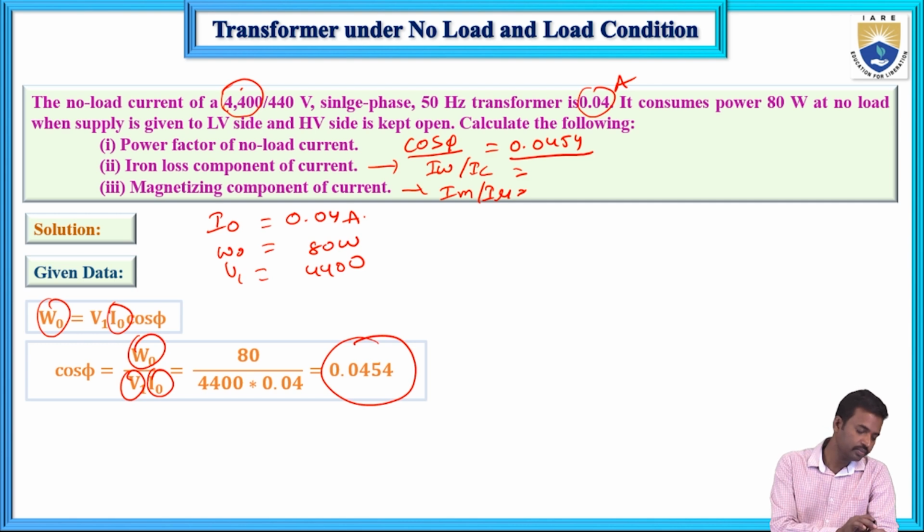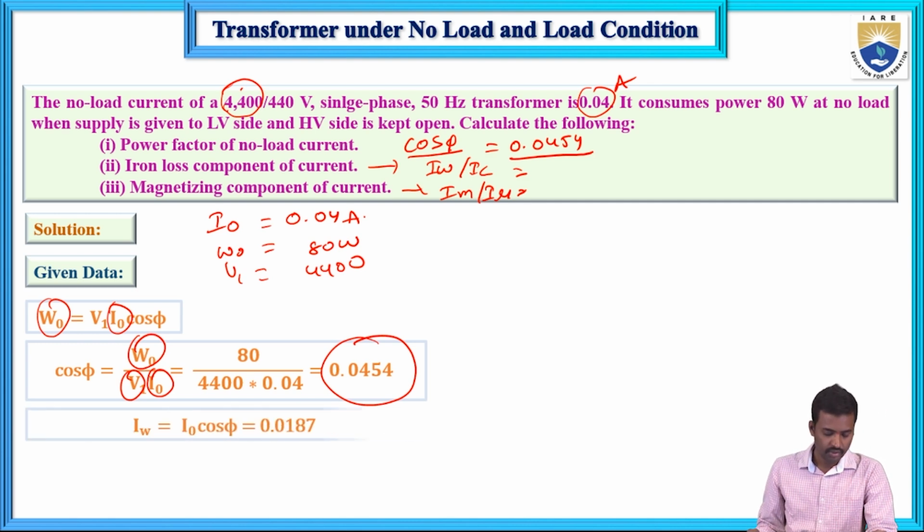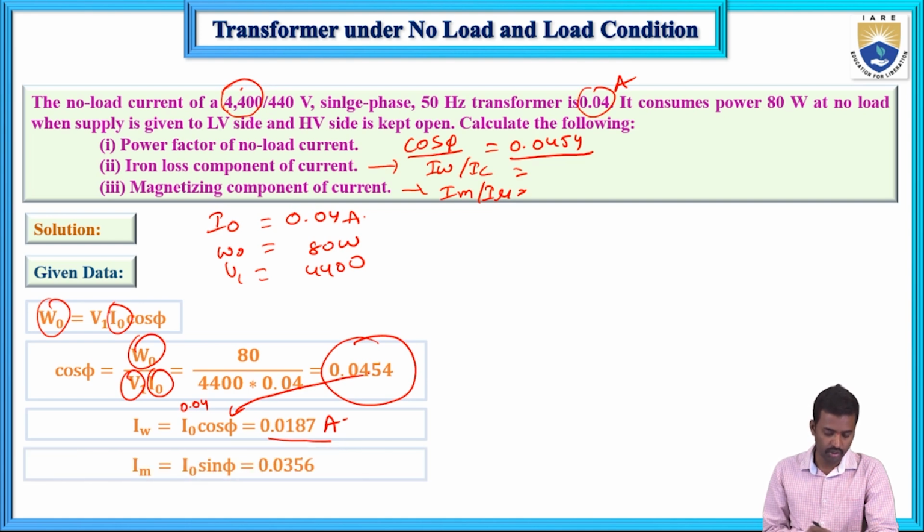And next thing, IW equals I naught cos phi. So you can substitute here: 0.04 times the power factor, and this one is the core loss component or iron loss component of the no load current. And I mu equals IC, or this one is I mu, equals I naught sin phi, that equals 0.0356.